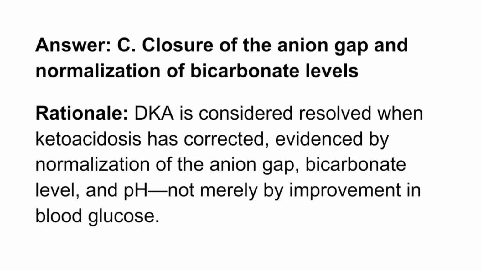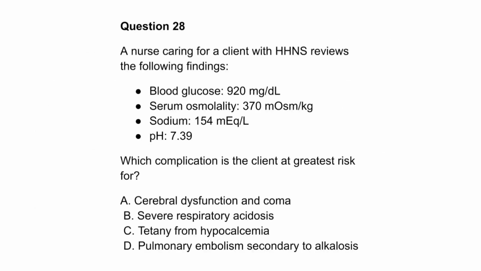Rationale. DKA is considered resolved when ketoacidosis has corrected, evidenced by normalization of the anion gap, bicarbonate level, and pH, not merely by improvement in blood glucose. Question 28. A nurse caring for a client with HHNS reviews the following findings. Blood glucose, 920 mg per deciliter. Serum osmolality, 370 mosm/kg. Sodium, 154 milliequivalent/L. pH, 7.39. Which complication is the client at greatest risk for?